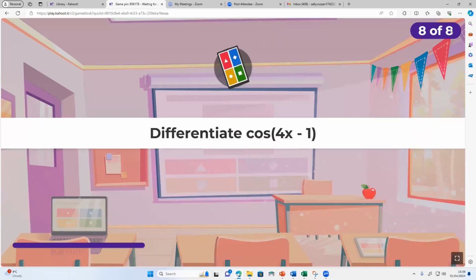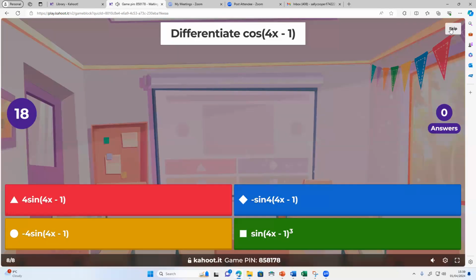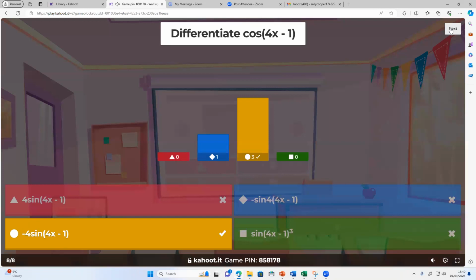Right, last one. Differentiate. You're going to differentiate this using the chain rule. When you're using the chain rule, differentiate with respect to the outside and then multiply by the differential of the inside. So cos differentiates to minus sine. So we should be getting minus 4 sine of 4x minus 1.